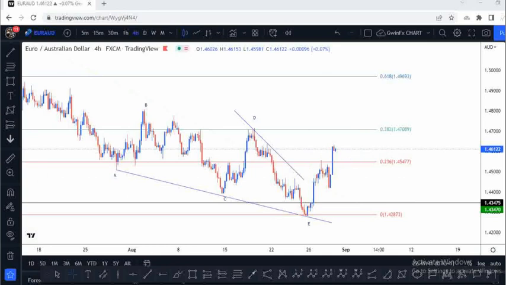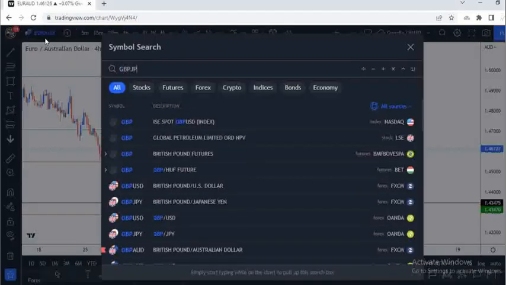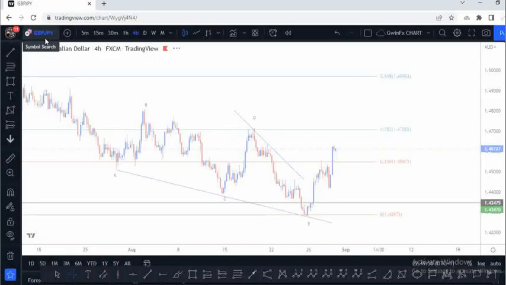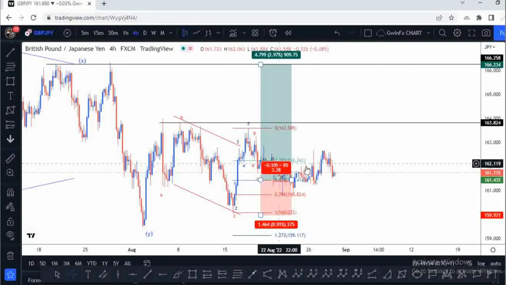Rather, I'm going to have to still wait for some sort of validation and also confirmations for this one here. So let's take another one here on GBP JPY. So these are some of the currency pairs which I looked at previously.